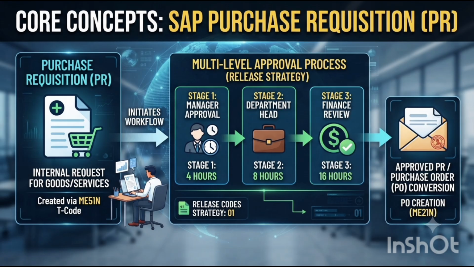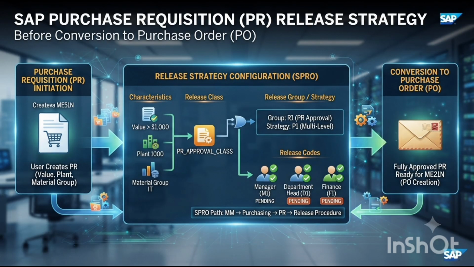Stage 1 involves initial manager review, followed by department head authorization in stage 2, and a final financial review in stage 3 before the document is fully cleared. Each stage utilizes specific release codes tied to the configured release strategy, such as Release Strategy 01, ensuring complete governance and oversight.